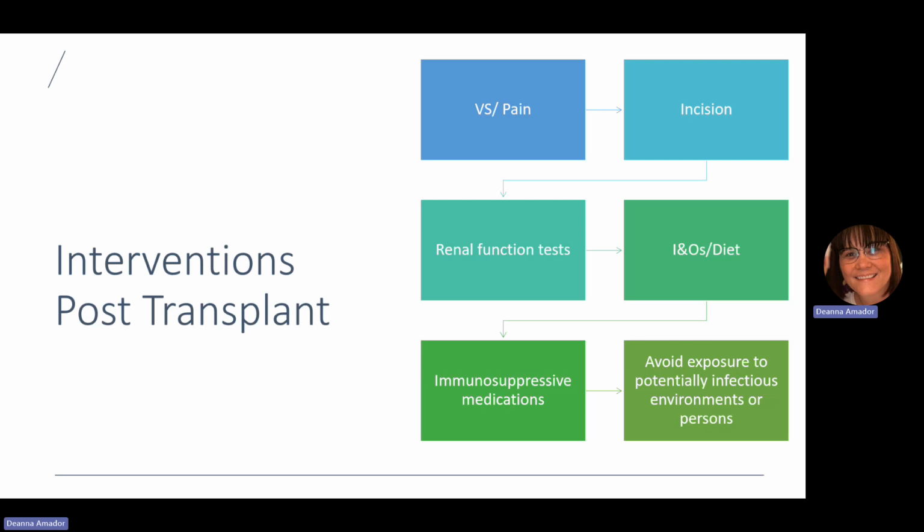We'd be monitoring their renal function tests. If they have poor renal function, that could indicate rejection, and then monitoring their I&O. Urine output may be increased due to the improved clearance of BUN, which acts as an osmotic diuretic, and because of IV fluids received in the operating room. So just be aware of that.